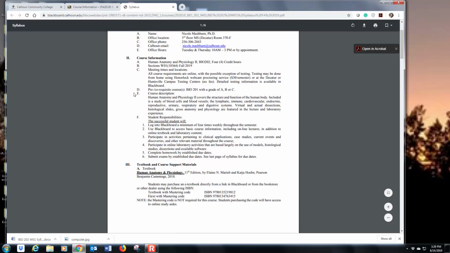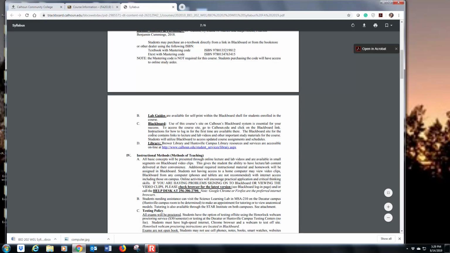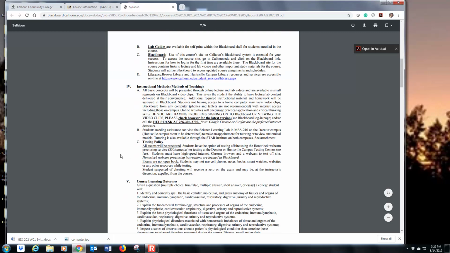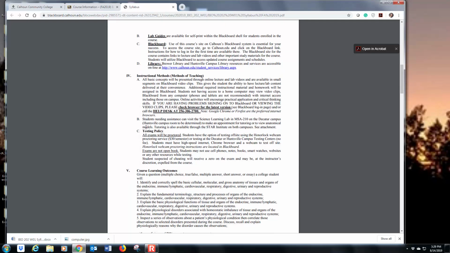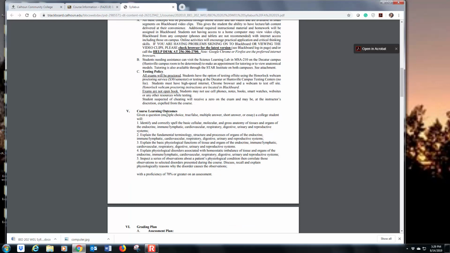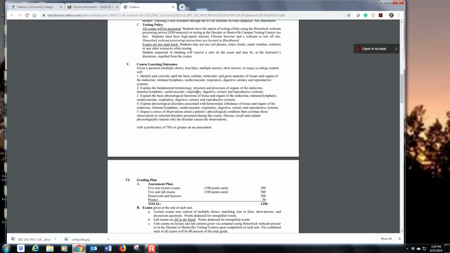This talks about the course, what the prereqs are, the textbook. You don't need to buy a lab guide. All that's going to be provided for you in the course. Obviously, you need Blackboard. It tells you how you're going to approach the course. Mostly, it's videos. There's going to be some homework and quizzes, but mostly watch videos. There's some discussion boards, the testing policies, how you test. We'll go over some of that in just a minute. Your learning objectives: basically, this course is going to talk about all the systems that you didn't cover in 201. We're going to do the blood, the lymphatics, the immunity, heart, lungs, respiratory, digestive, reproductive. Maybe that's it. There's a lot.